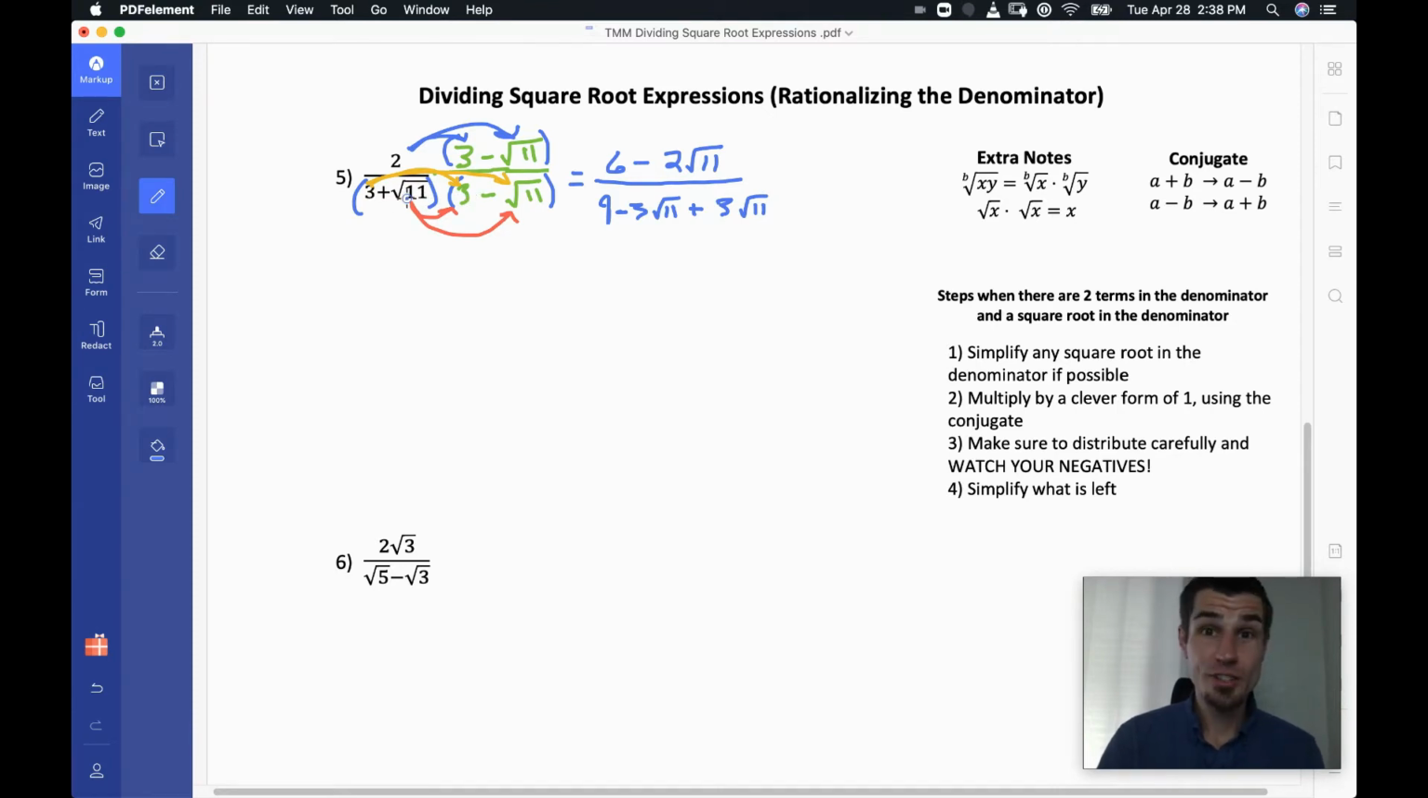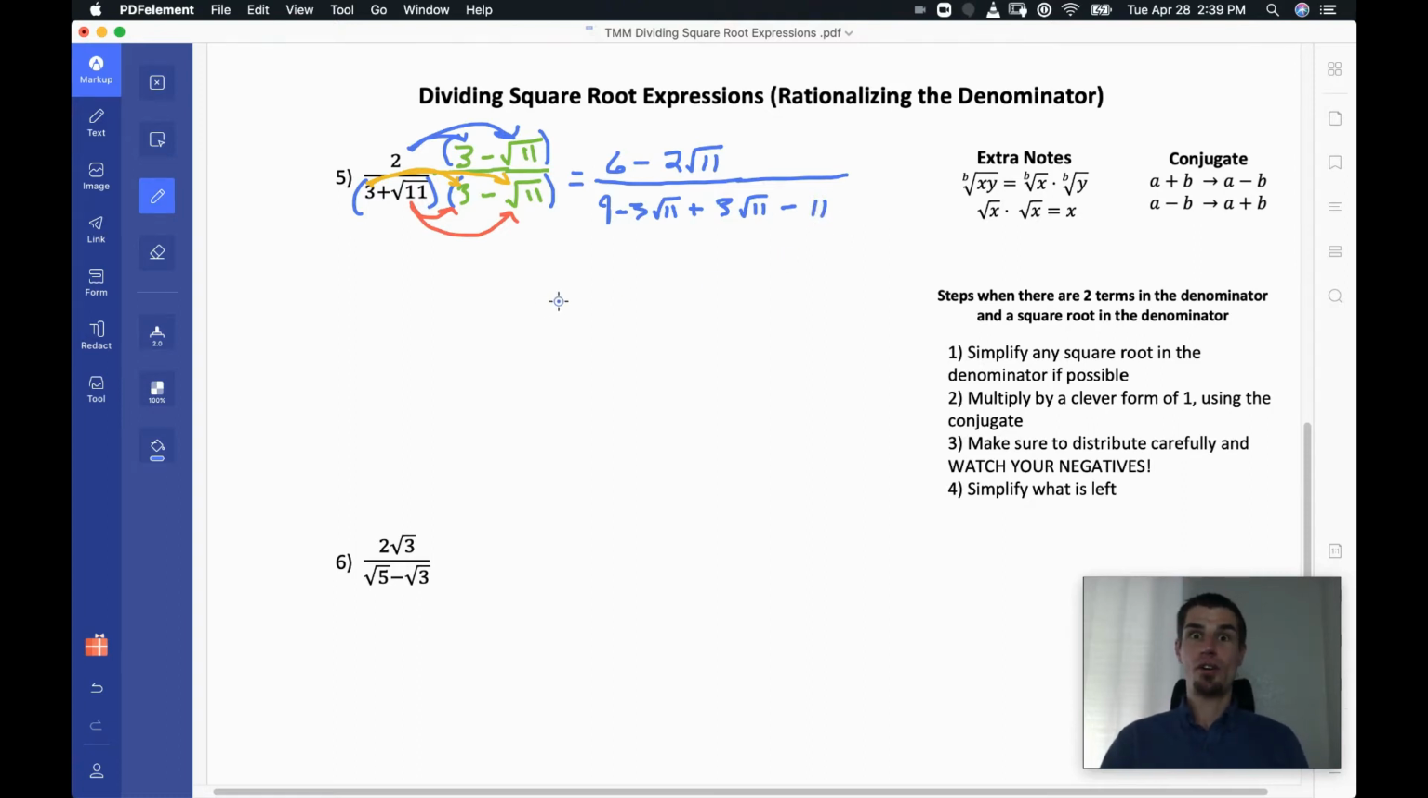Now we have our square root of 11 times square root of 11. But look, it's negative, right? So positive times a negative gives me that negative there. Then square root of 11 times square root of 11 is this guy. Look, we have the square root times the same thing, so that square root cancels, which is really nice. This is just going to give us 11.